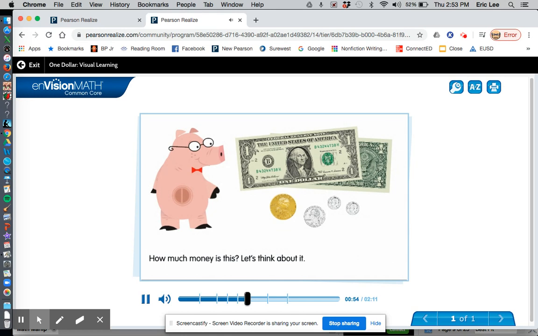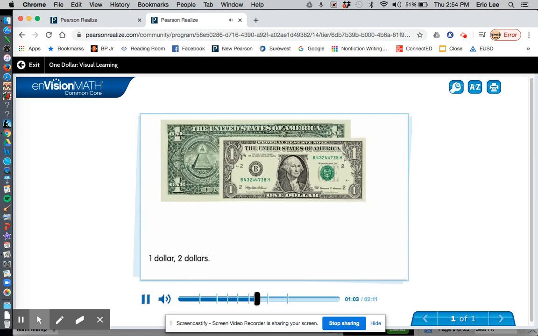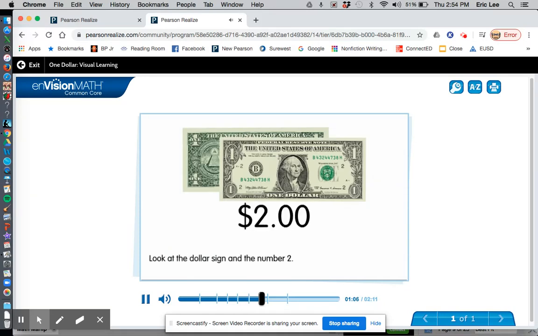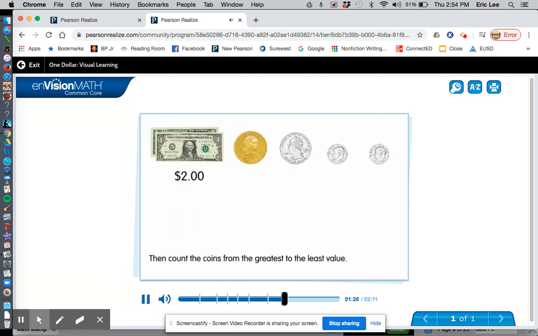How much money is this? Let's think about it. Start by counting the bills. $1, $2. Look at the dollar sign and the number 2. How do you say this money amount? You say $2. You can see that the dollar amount and the word dollar are not said in the order they are written. Then count the coins from the greatest to the least value. Write the dollar sign each time. Write the decimal point each time.